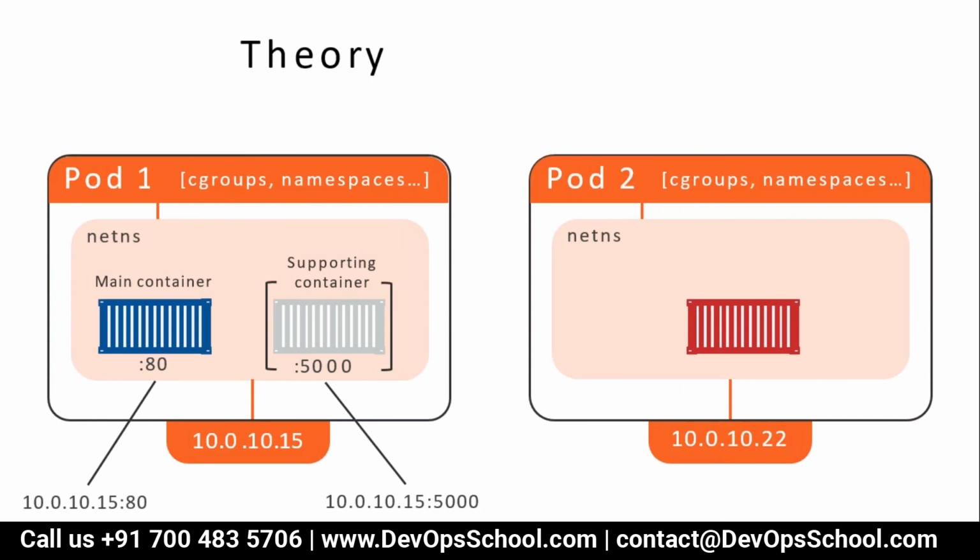So guys, look at this. Every container of that particular pod you can run with a unique port within that pod. Let's say the main container is running on 80 and the supporting container is running on 5000. If you want to access these containers from outside, you have to use the pod IP address and then the port number of that application. So you can see 80 and 5000 like this.